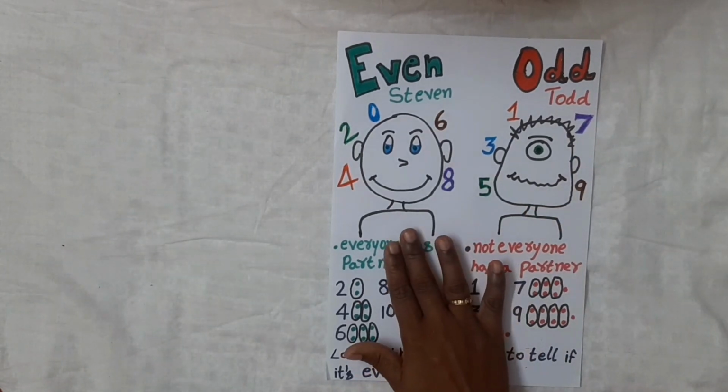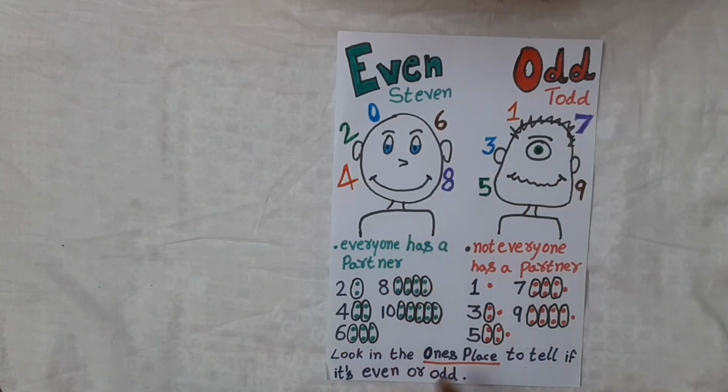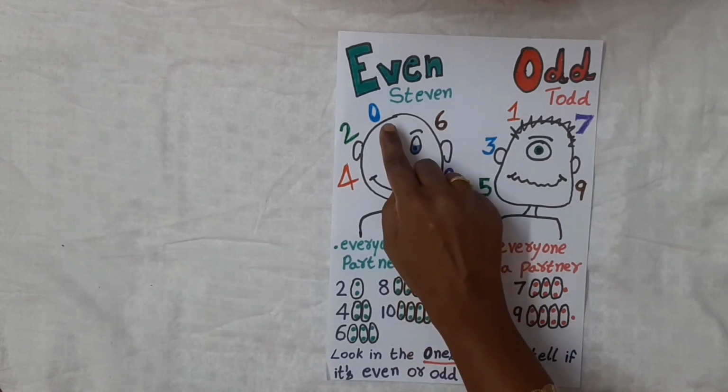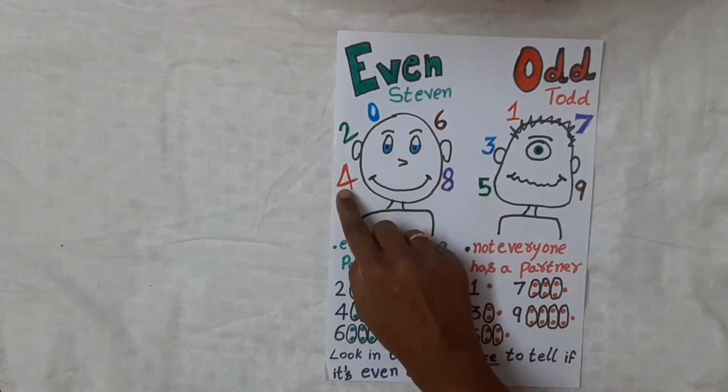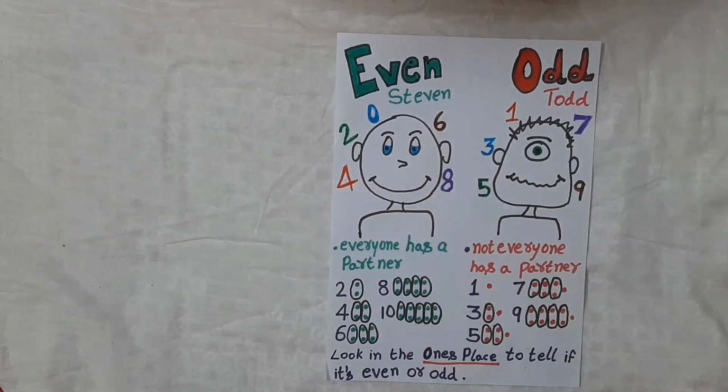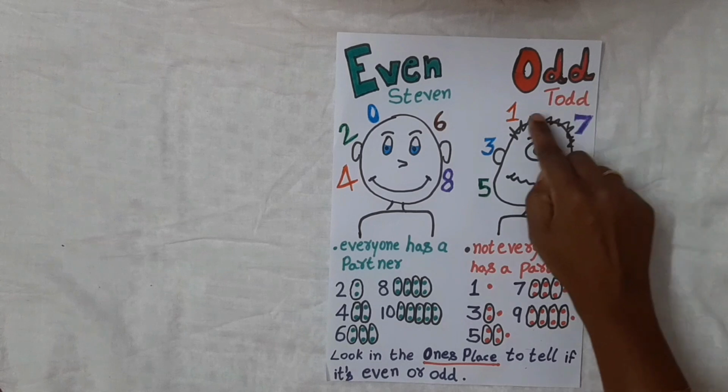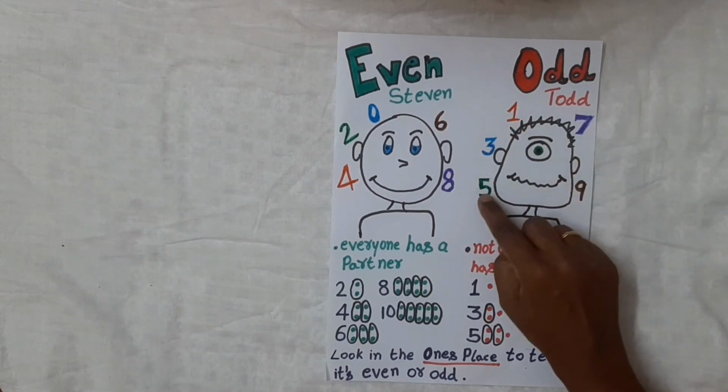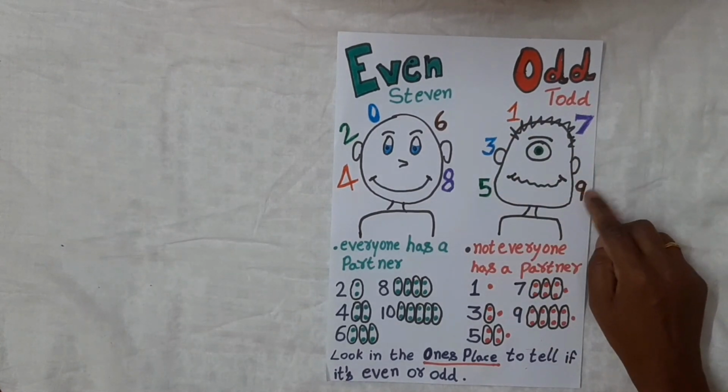Even Steve always likes to play with pairs. Odd Todd does not always like to play with a pair. Even Steve likes the numbers 0, 2, 4, 6, 8. Odd Todd likes the numbers 1, 3, 5, 7 and 9.